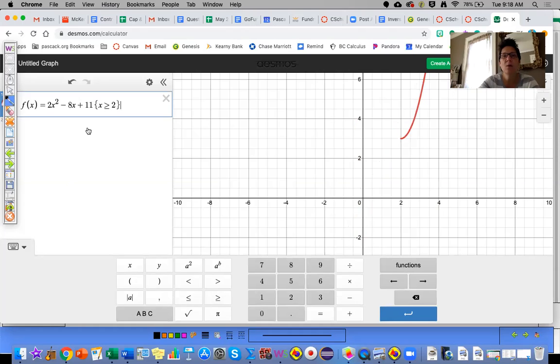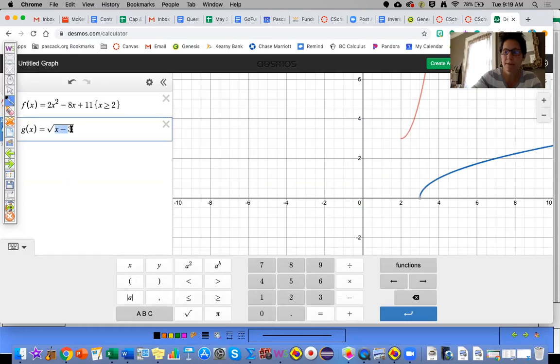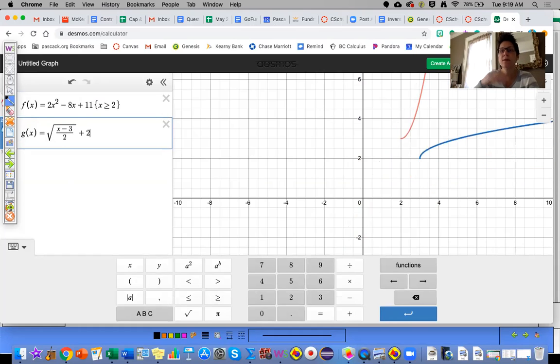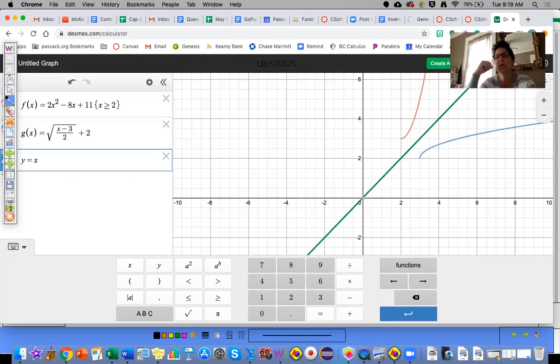So then if I wanted to go ahead and do his inverse, I'm just going to call his inverse g of x is equal to the square root of (x minus 3) divided by 2, and then plus 2. And if I draw the line y equals x, you will see that it actually does go literally over that side of that parabola. You all see that?